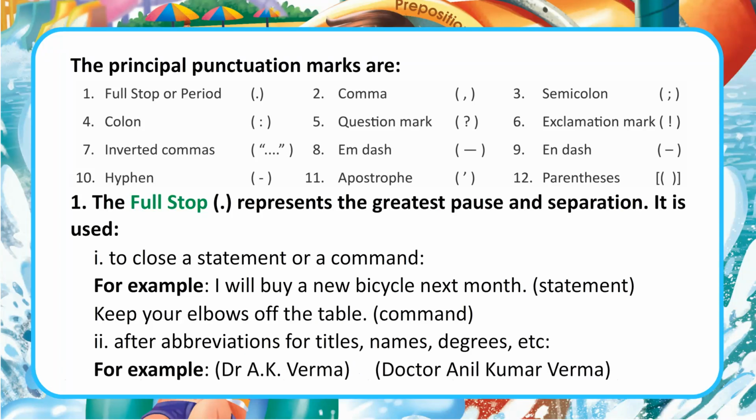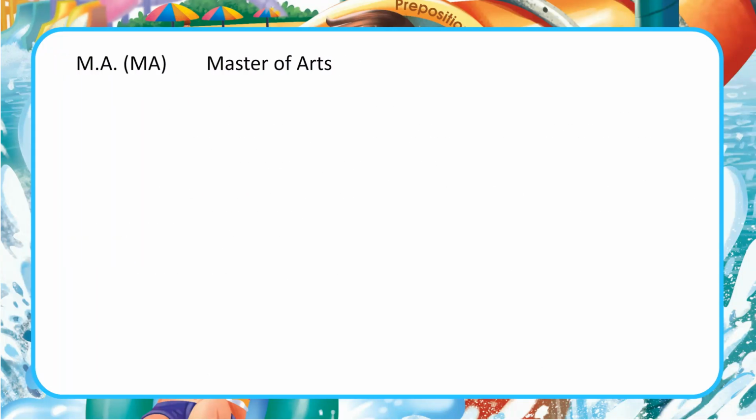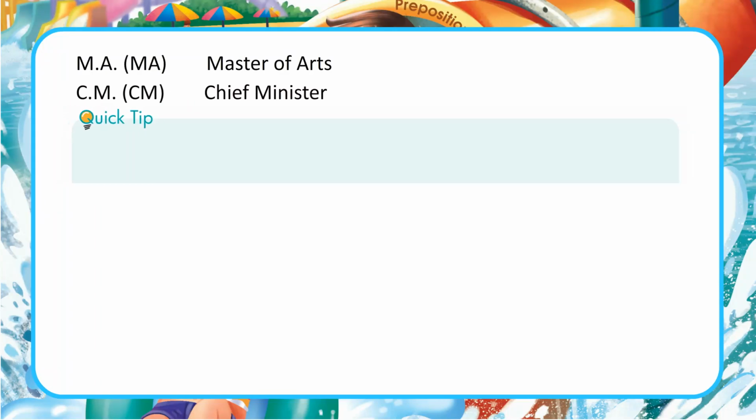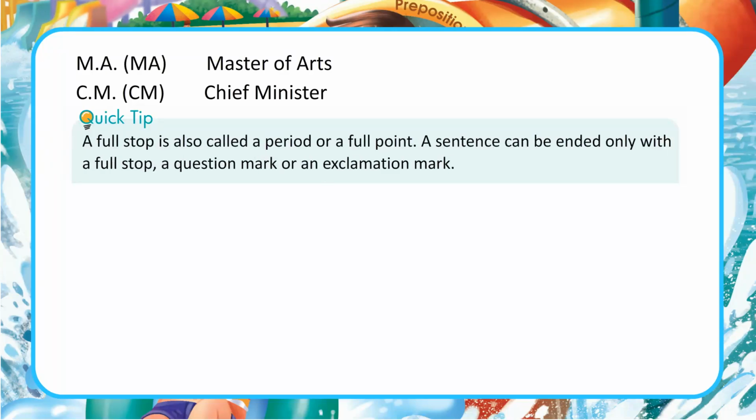2. After abbreviations for titles, names, degrees, etc. For example, Dr. A.K. Verma, Dr. Anil Kumar Verma, M.A., Master of Arts, C.M., Chief Minister. Quick tip. A full stop is also called a period or a full point.